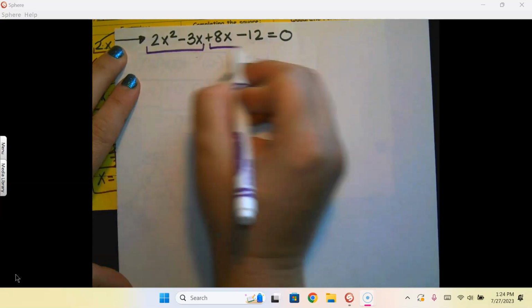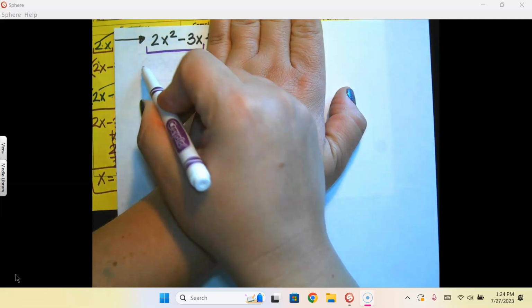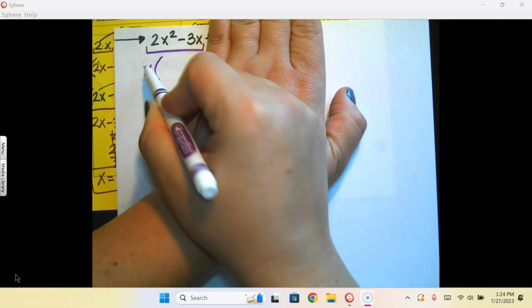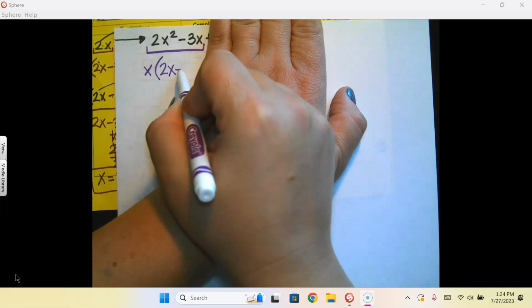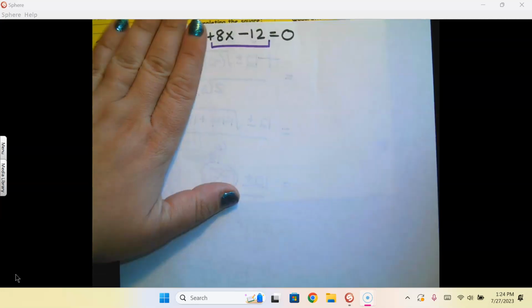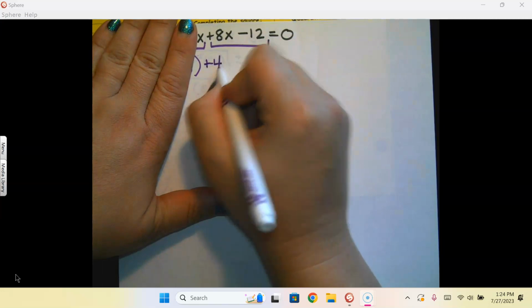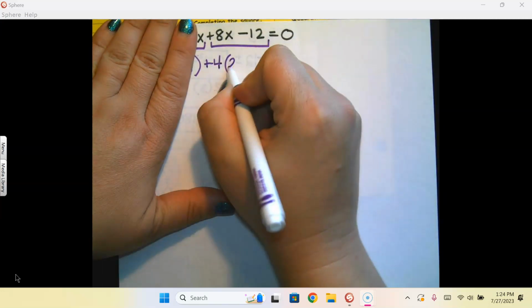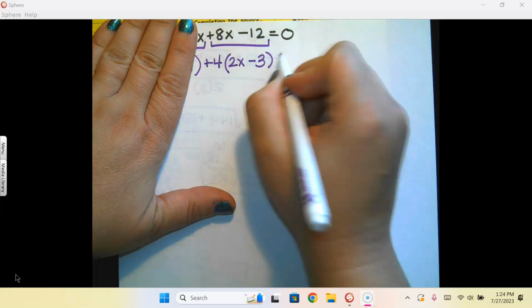So you're going to group 2 of them together, and then you're going to do the GCF of the group here. So what do these both have in common is just an x. So then x times 2x is 2x squared, and x times negative 3 is negative 3x. Then we go over here. What goes into 8 and 12 is 4. So 4 times 2x is 8x, and 4 times negative 3 is negative 12.